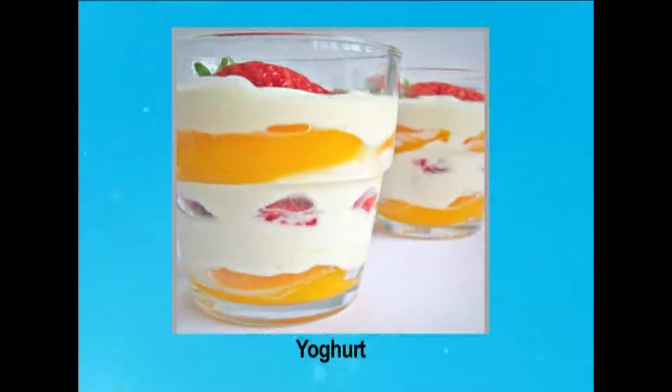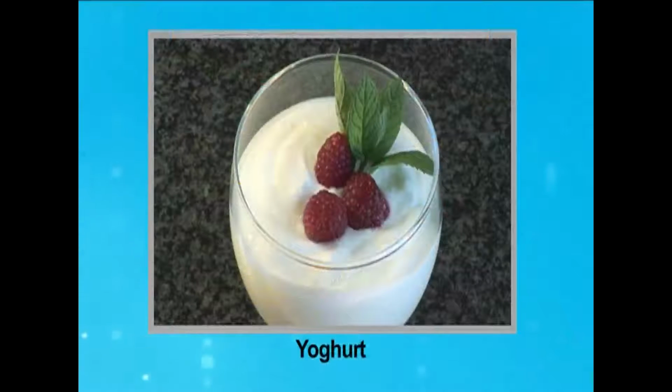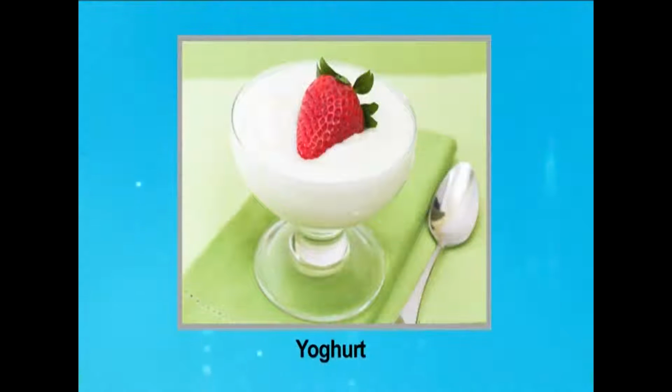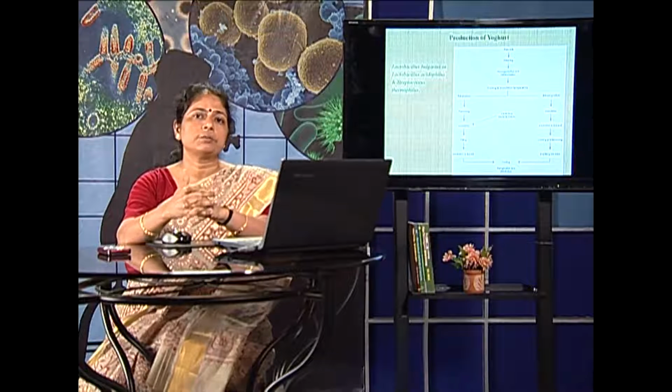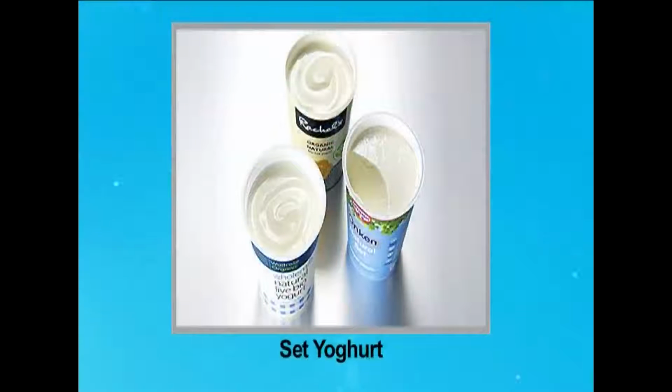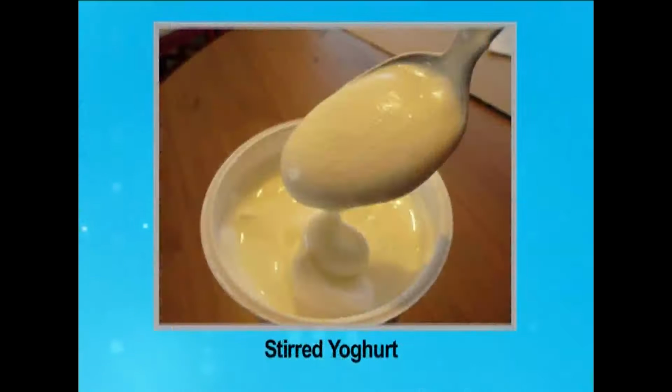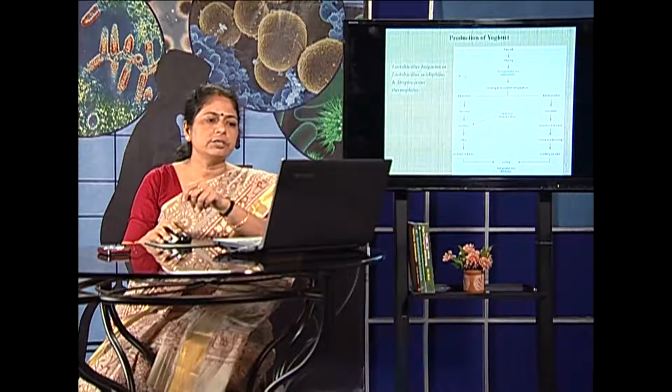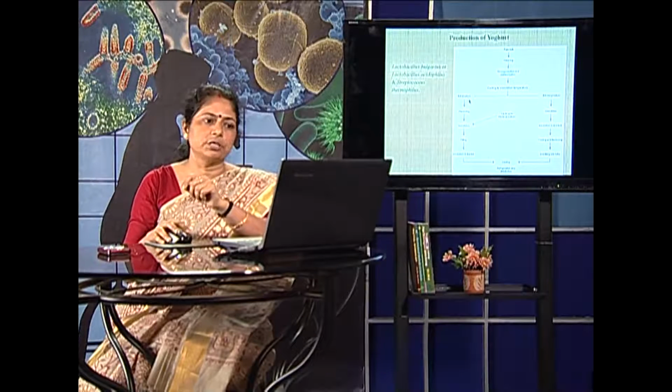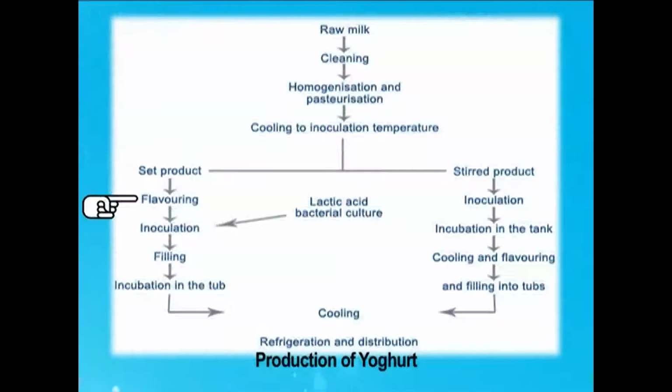Lactic acid bacteria also participates in the formation of yogurt, which is very widely consumed by the human population. Now yogurt production can be of two types. One is called the set yogurt and the other one is called the stirred yogurt. The basic difference between the two is, in the case of the set product or set yogurt, the flavoring is done first and then we have the inoculation with the lactic acid bacteria.